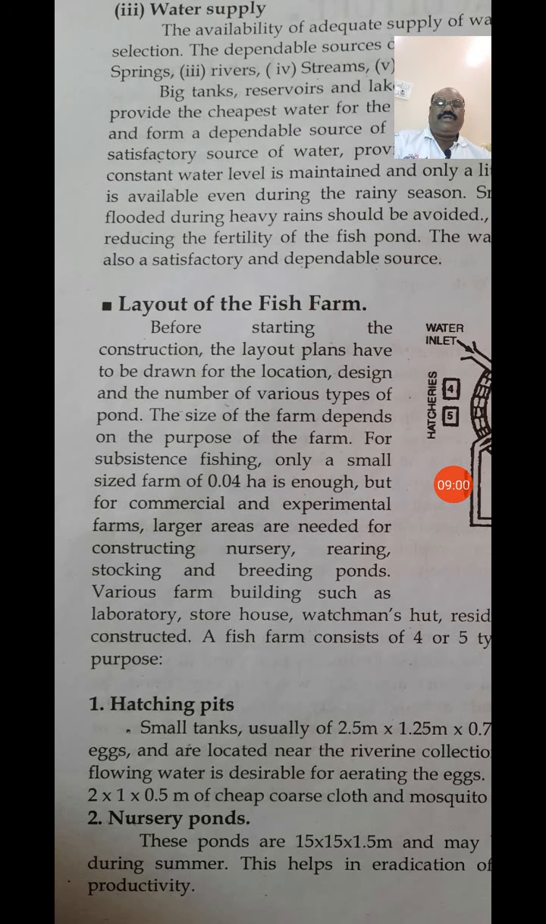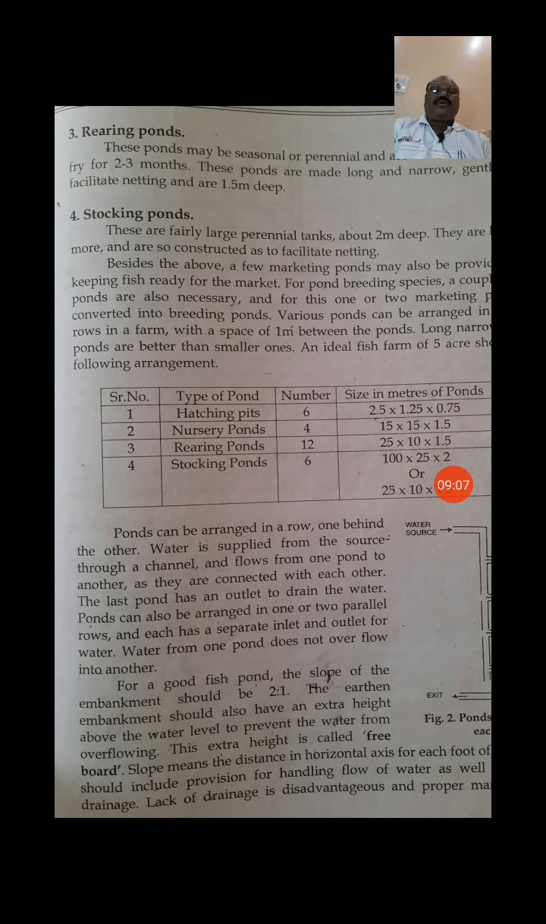Then after the nursery pond transfer, the next pond is the rearing pond. Now these rearing ponds may be seasonal or perennial and are used for rearing advanced fry for 2 to 3 months. These rearing ponds are made long and narrow, gently sloping to facilitate netting, and are 1.5 meter deep. So, in these rearing ponds, the fish may grow up to a maximum size.